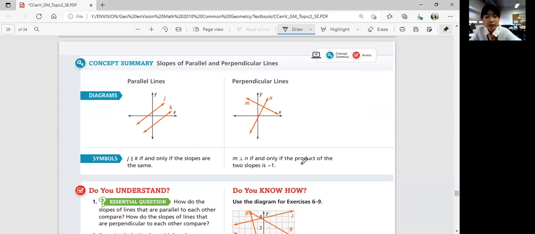All right, so in summary, what did we learn today? Slopes of parallel and perpendicular lines. There was a lot of algebra in this lesson. So for parallel lines, you know that the slopes are the same. And for perpendicular lines, you know that the product of the two slopes is negative 1, which means the slopes are the opposite reciprocals.